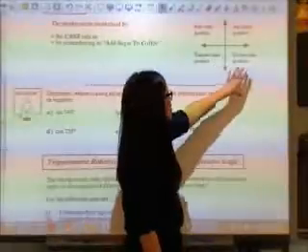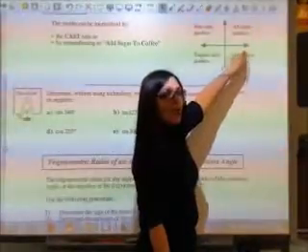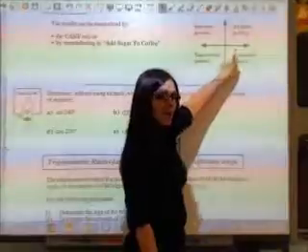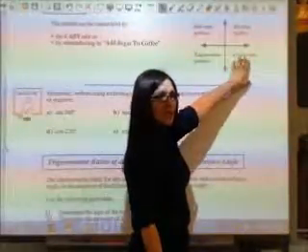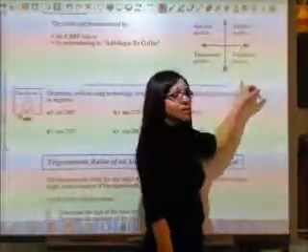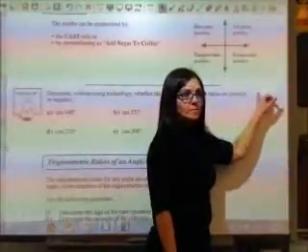If my reference angle puts me in the fourth quadrant, only cosine will be positive. Sine and tan would be negative, and they'll be negative because they both have that negative y value.